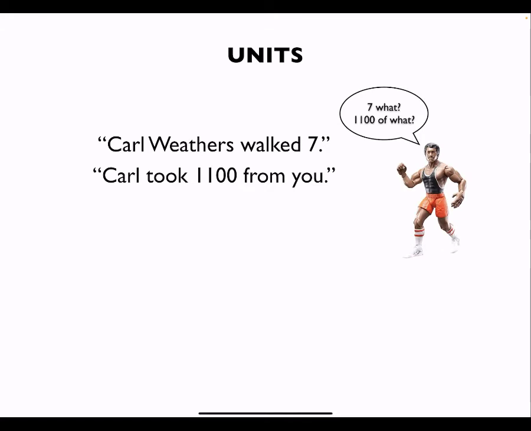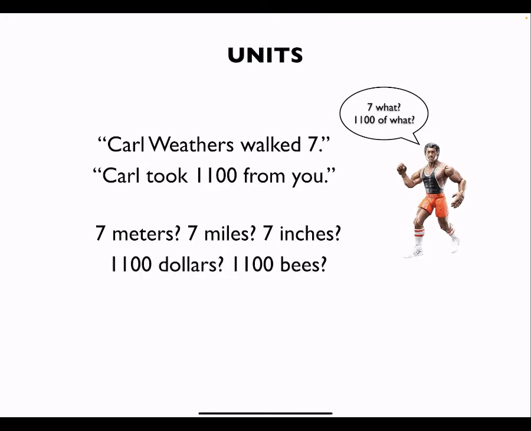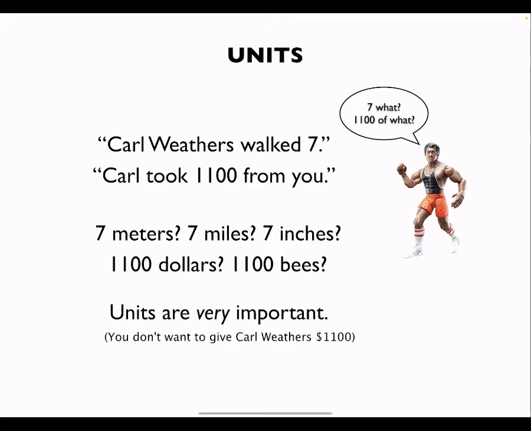Just to start out, hopefully some of you have seen Arrested Development or know who Carl Weathers is. If not, this is not going to be very funny, and it's basically an inside joke that I am telling myself. And I enjoyed it immensely, so that's fine. So Carl Weathers walked 7. Carl took 1,100 from you. So it's very important to know of what. Is this 7 meters, 7 miles, 7 inches? That's a very different walk. Does he need to pack water, right? $1,100, 1,100 Bs. Units are important. You don't want to pay Carl Weathers, let's say, $1,100 for acting lessons that aren't going to be very good.